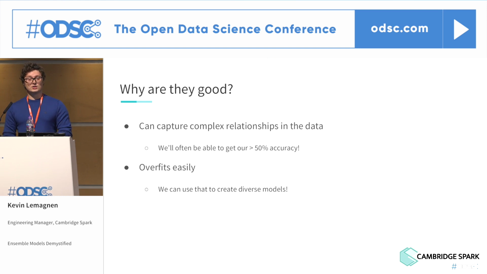They can capture quite complex relationships. They can map nonlinear relationships in your data. So they're pretty good at getting a better than average prediction, so you'll be able to build quite strong single models. And the second thing is that they overfit easily. Usually, having a model that overfits is seen as quite bad. But here, for our ensembles, it's a good thing, because if we just introduce a little bit of noise in our data, we'll be able to artificially make our trees quite different. And we can use that to create diverse models that we'll be able to combine.